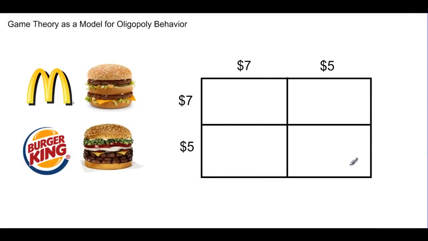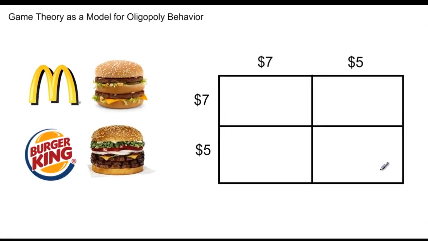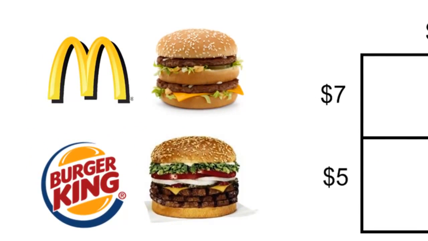In today's video lesson, we're going to examine the market structure of oligopoly. We're going to define oligopoly and learn how game theory can be used as a model for understanding the behavior of firms in an oligopolistic market. As you can see today, we're going to be looking at two firms, McDonald's and Burger King, and the market for their two best-selling meals, the Big Mac by McDonald's and the Whopper by Burger King.